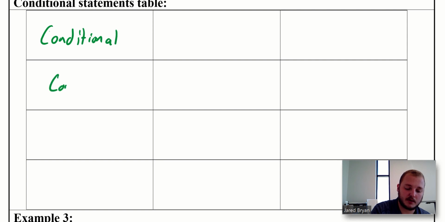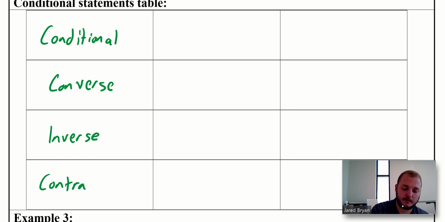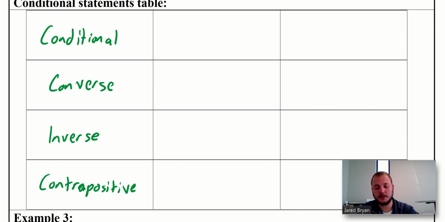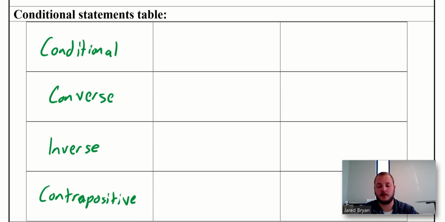Next one we talked about was converse. After that we have inverse. And then finally our contrapositive. Okay, and here's how we're going to define this a little bit, or a different way of thinking of it.